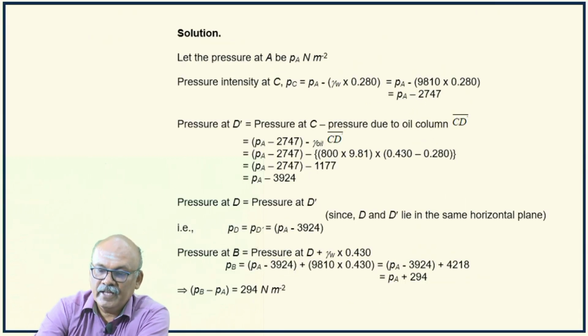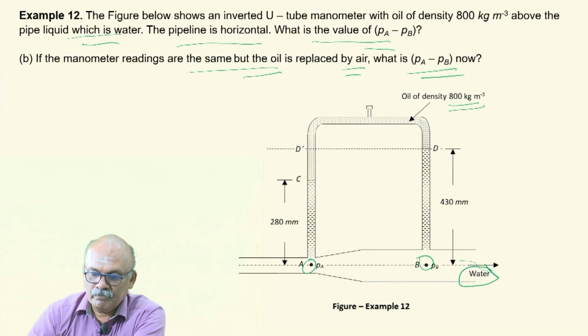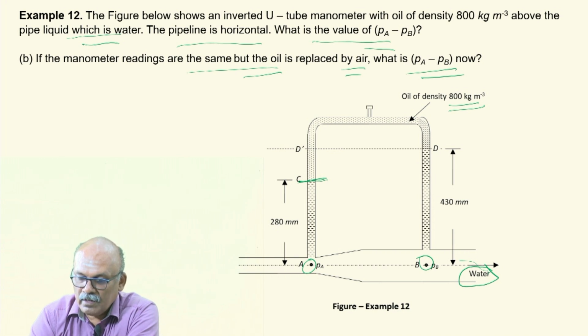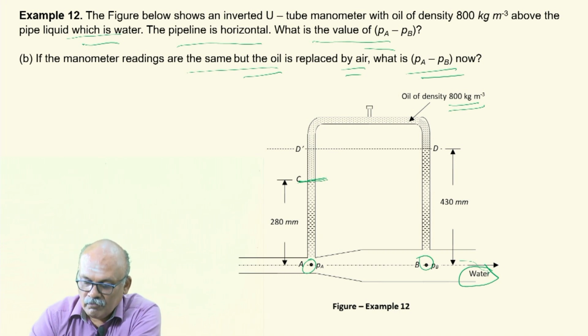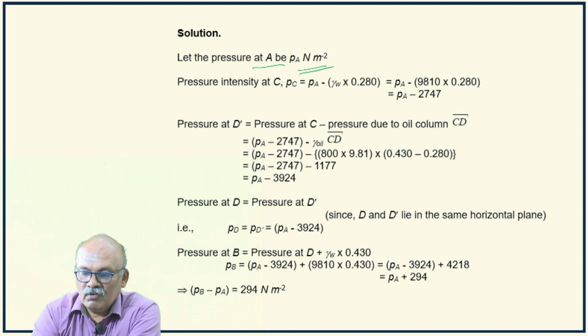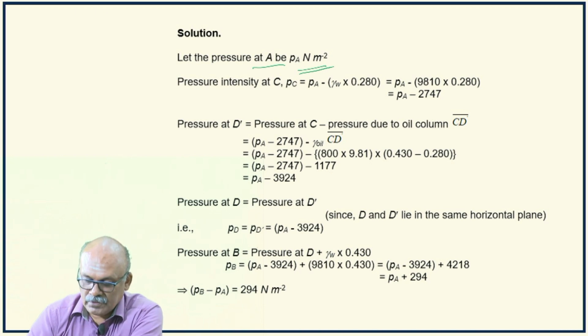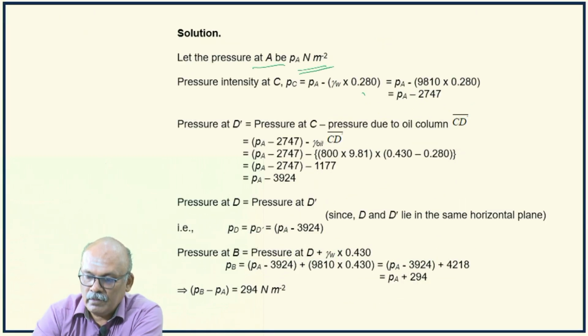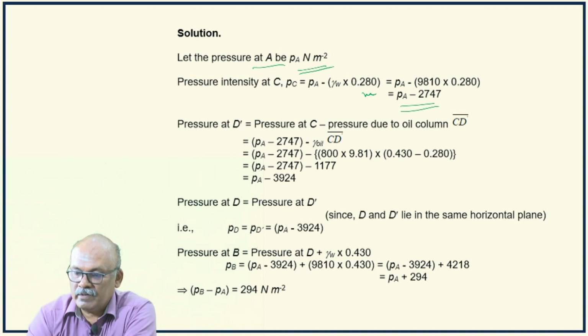Again we express the pressures as intensities, that is Newton per meter square. So pressure at A is PA Newton per meter square. Then pressure at C. Where is C? C marks the interface of water and the overlying oil in the left limb. So from A to C you have a water column. So PC is equal to PA minus gamma W into 0.28. This is 280 millimeters, therefore 0.28 meter. PA minus 2747 you get.